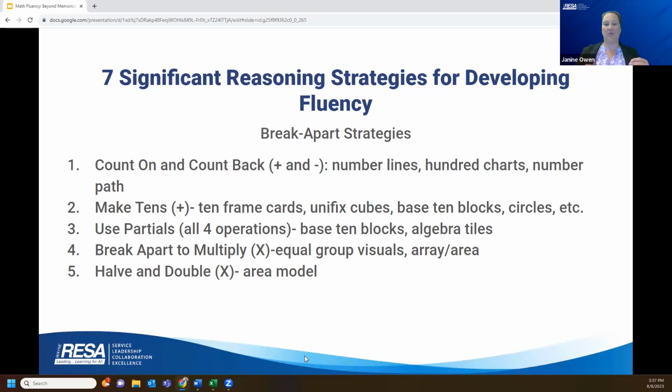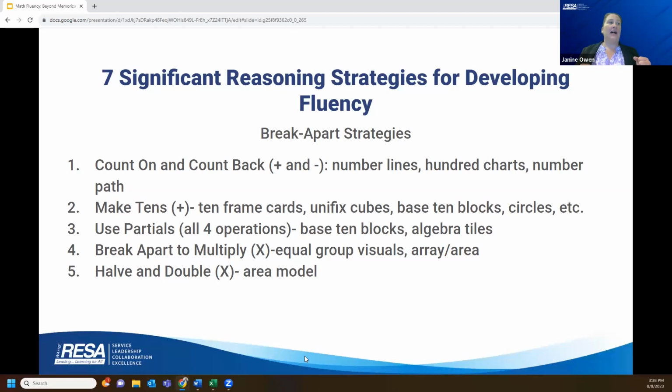And on the side, what I'm bringing to light for you is what kind of visuals are best for those strategies. So for counting on and counting back: number lines, hundreds charts, number paths, especially open number lines when students can do the jumps that they want to themselves. Those are great visuals for helping students represent their thinking with these strategies.